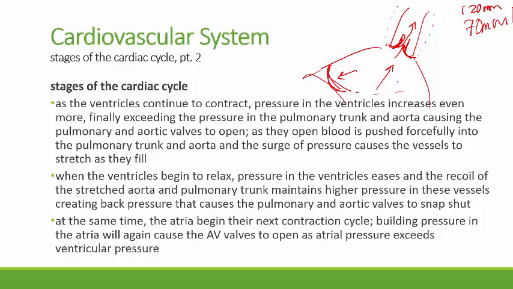Then as the ventricles begin to relax and the pressure inside the ventricles starts to ease again, the aortic walls will snap back into their previous shape, and that provides sufficient pressure to close the aortic valve and the pulmonary valve, close them back up, snap them shut. Now at the same time, the atria over here are going to be starting their contraction cycle, and that's going to force open the atrioventricular valves again.